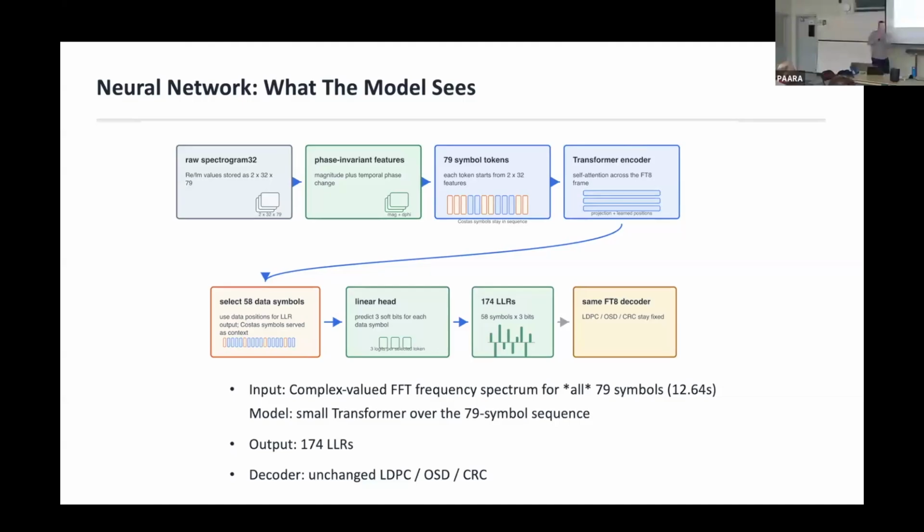I transform that into a phase invariant form, because the absolute phase is meaningless. You don't know the phase ahead of time. That's part of why FT8 works: you don't need to have some crazy synchronization with the person that you're trying to communicate with. So up to a global phase, it's irrelevant. Only the relative phase between the symbols matters. And so you convert it into that form ahead of time, because that's what the neural network needs to focus on. It's going to create these 79 symbols or tokens.